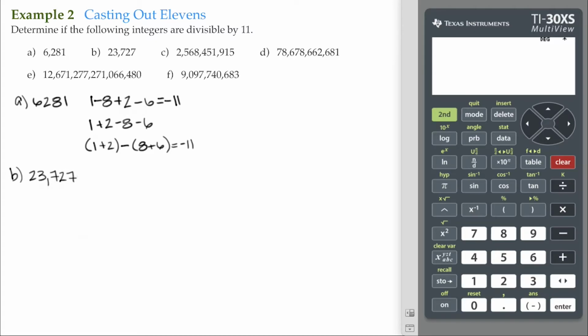23,727. So starting at the rightmost digit, and then we're going to count backwards for every other digit. 7 plus 7, that's 14, plus 2, that's 16. Then I'll do 2 plus 3, that's 5. Then 16 minus 5, that's 11. Obviously, 11 is divisible by 11. Therefore, 23,727 is also divisible by 11. Let's try C.